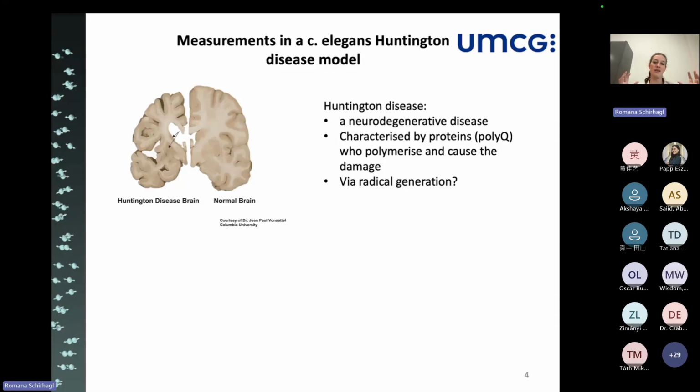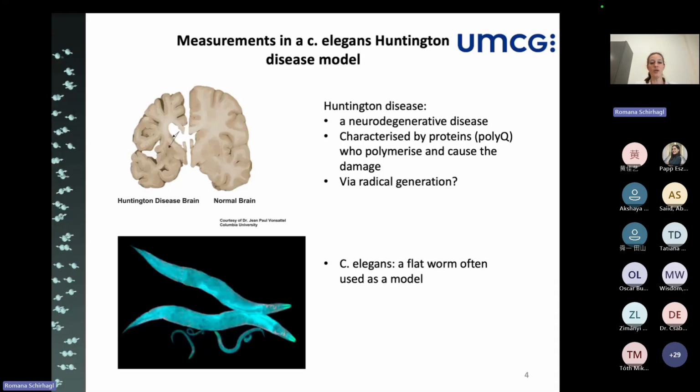And the question in that regard is, what is the role of radical generation in that process? Here we looked at this in an in vivo model. This is C. elegans. This is a flatworm, and it's often used as a model because it's relatively transparent. We can also work with tissues. We did that before, but in this case, I'm going to show you the work in the transparent animal.